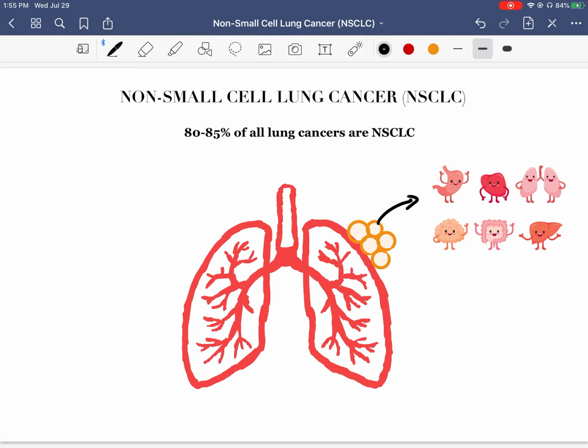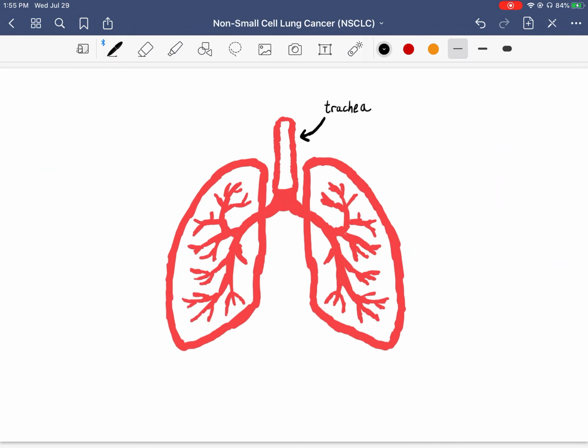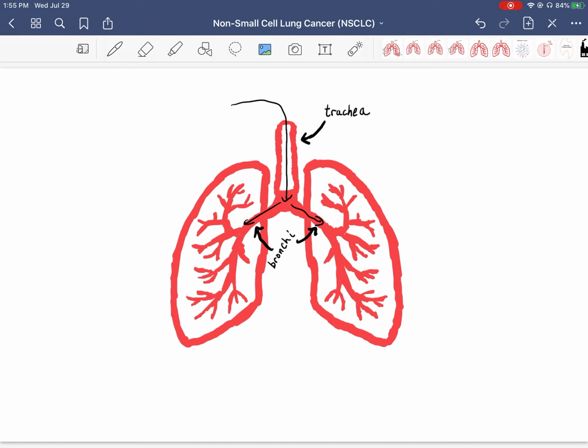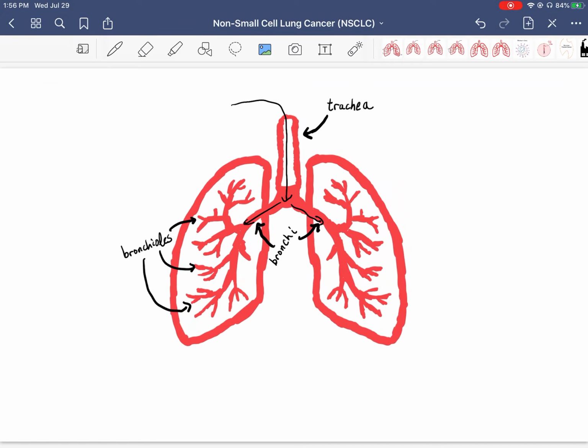Let's first look at a healthy pair of lungs. When you take a breath, air enters through your mouth or nose and goes into your lungs through the trachea, also known as the windpipe. The trachea divides into two tubes called the bronchi, where air enters your left and right lungs. The bronchi then divide to form smaller bronchi, which then divide to form smaller branches called bronchioles. At the end of the bronchioles are tiny air sacs called alveoli.